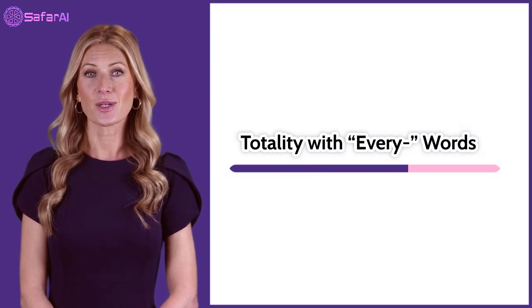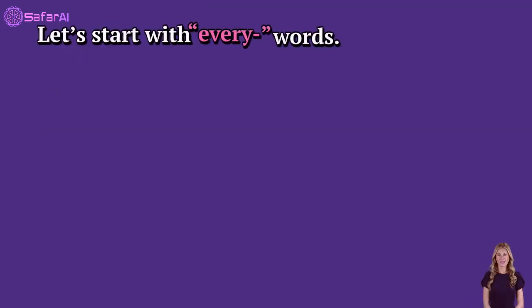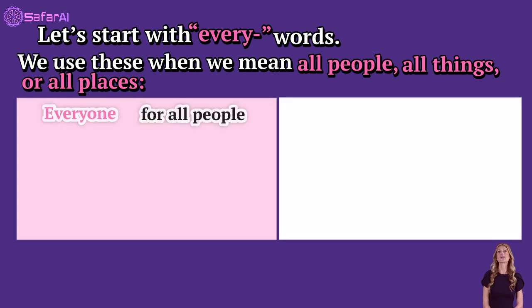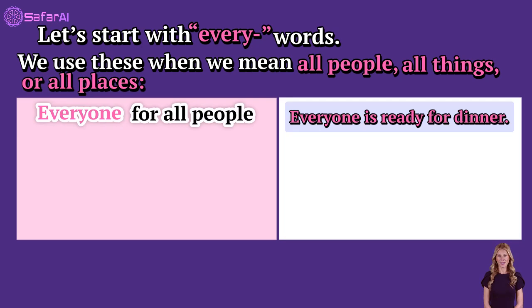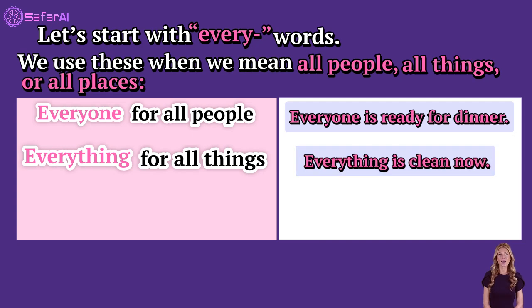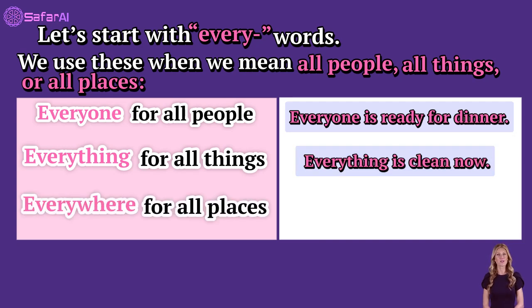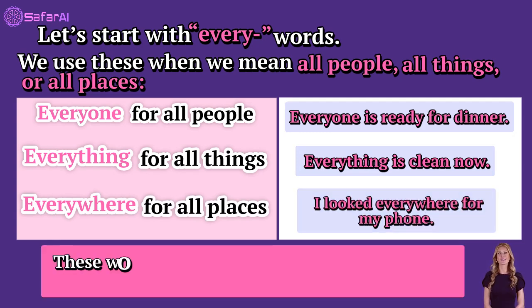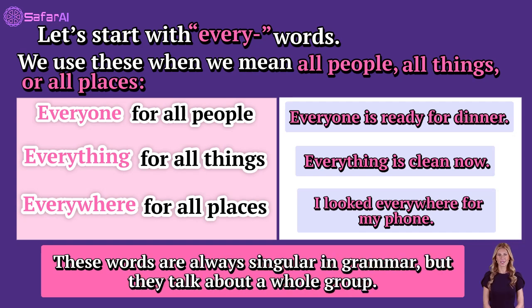Totality with every words. Let's start with every words. We use these when we mean all people, all things, or all places. Everyone for all people. Everyone is ready for dinner. Everything for all things. Everything is clean now. Everywhere for all places. I looked everywhere for my phone. These words are always singular in grammar, but they talk about a whole group.